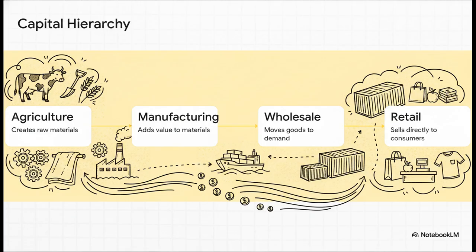Then comes wholesale, which moves those goods from where they're abundant to where they're scarce. And finally, retail, which simply breaks bulk items down into single units for consumers. While all of these are totally necessary, Smith argued that a nation has to secure its agriculture and manufacturing base first, rather than just relying on buying and selling other countries' goods. Production absolutely must precede distribution.